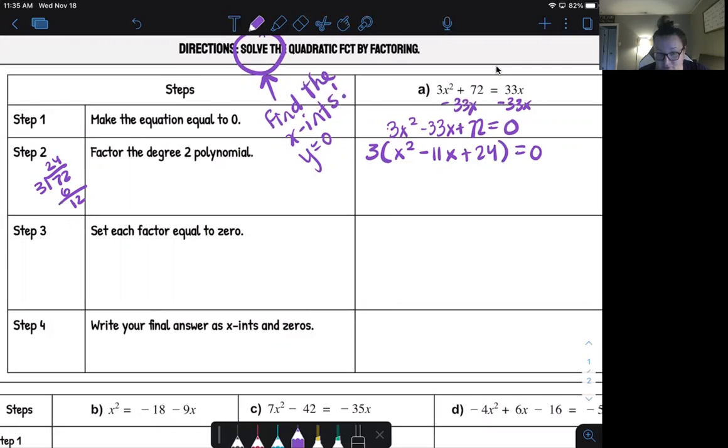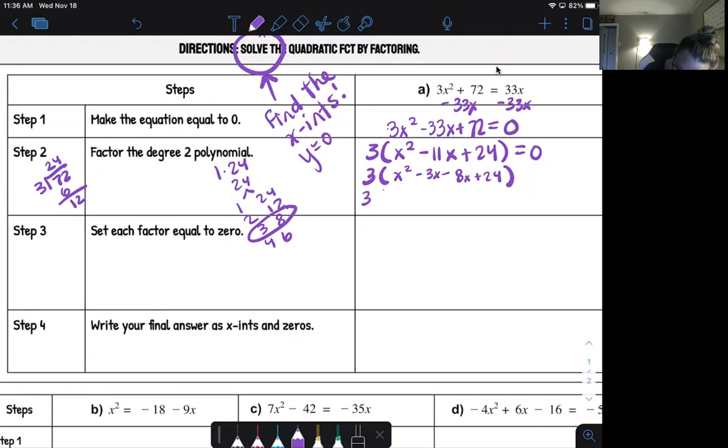So from here, we're going to have a 3 times. The factors of 24 are 1 and 24, 2 and 12, 3 and 8, 4 and 6. The factors that add or subtract to give us that negative 11 would be 3 and 8. So we're going to have x squared, 3x, 8x, and 24. I need both of these to be negative for us to get negative 11x when we combine them.